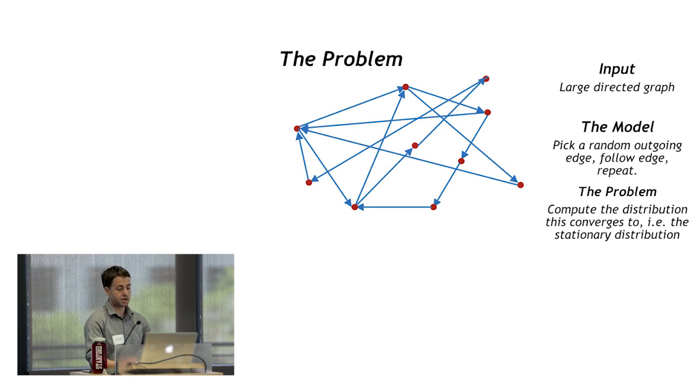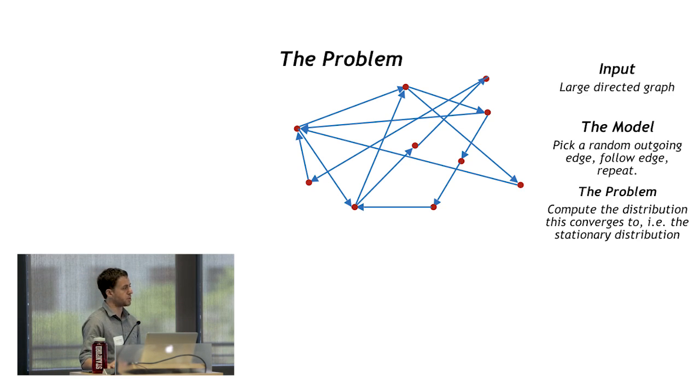So for the rest of the talk, the problem we're going to consider is the following fairly simple general problem you've all probably seen in some way, shape, or form. The problem is simply the following. We have some very large directed graph. So think here every node is like a web page on the internet, and there's an edge from one page to another if that page links to the other page.